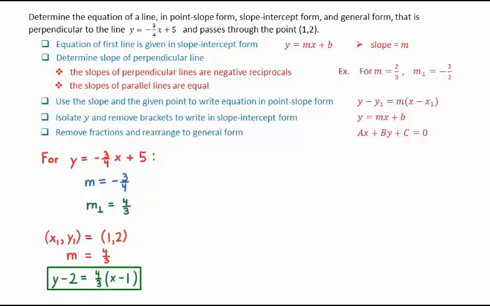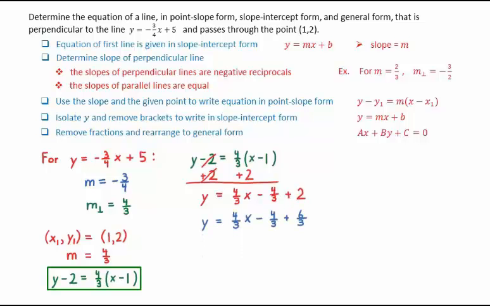For slope-intercept form, we'll start with the point-slope form. We'll isolate the y and remove the brackets. To do this, first add 2 to both sides of the equation. This gives us y on the left side of the equation. Distributing the 4/3 through the brackets results in 4/3 x minus 4/3 and then plus 2.